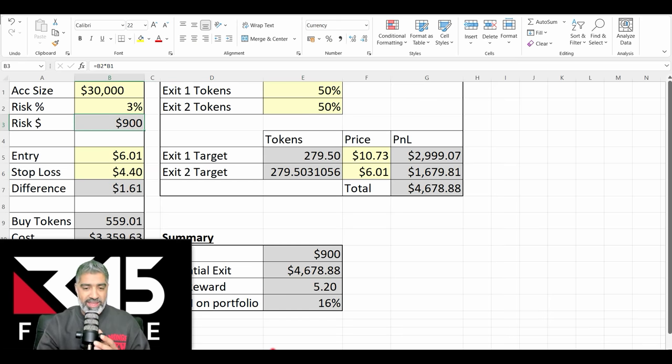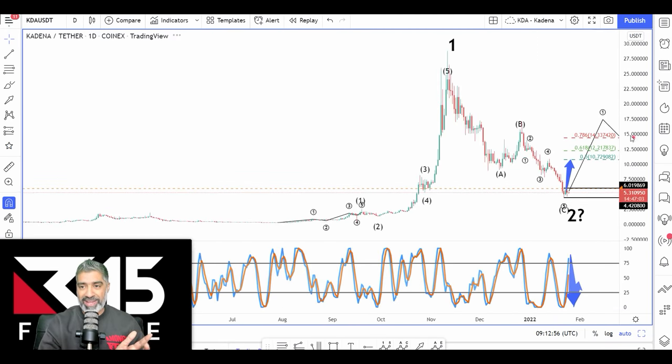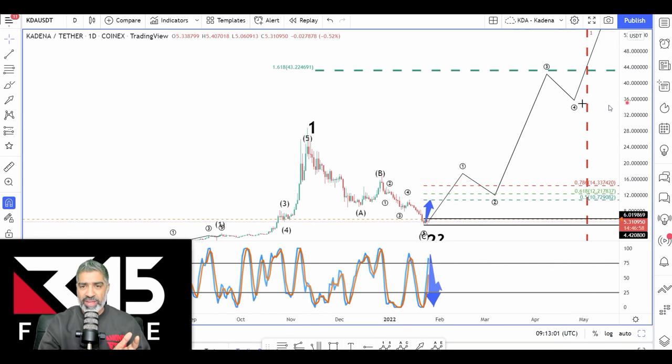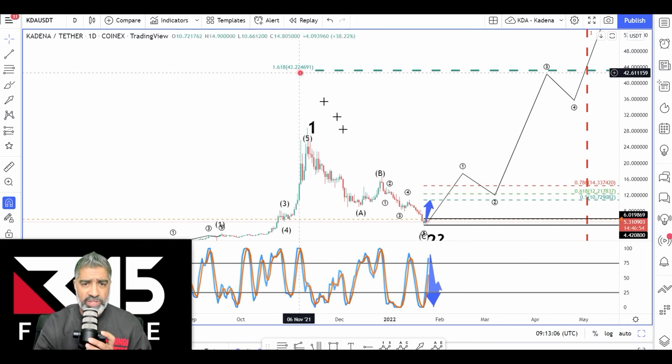Now, if we're right, and it's not about being right or wrong, because we don't have that information. We just have to go with the probabilities. And if you do this consistently enough, that's the objective, is to trade consistently. If we hit our first target of 1.618, if it does, and if being the operative word, it's around $44.